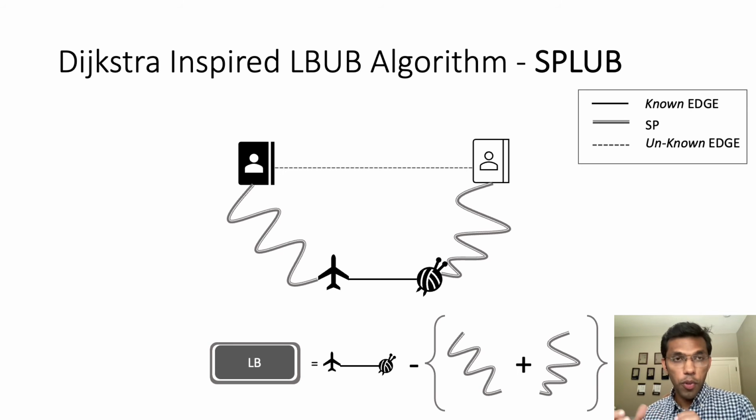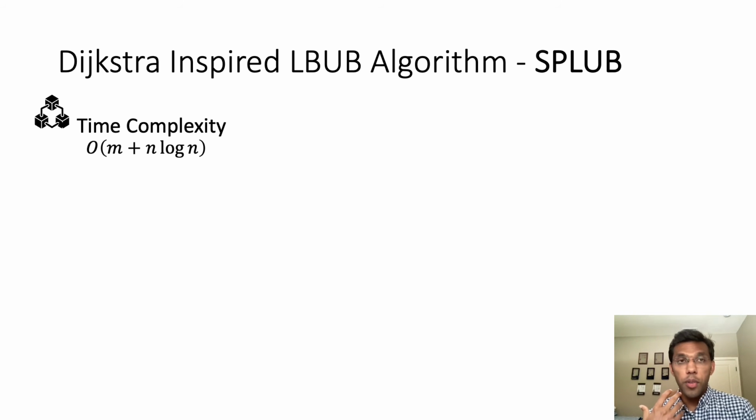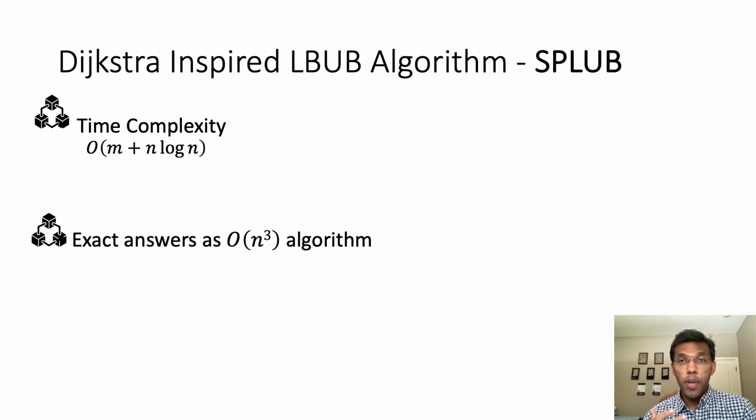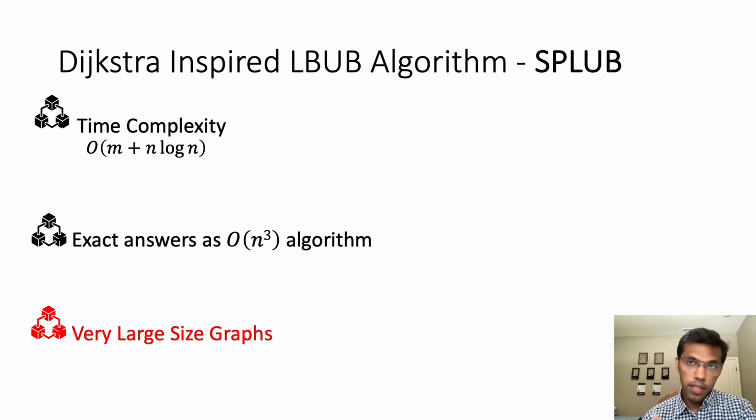And we calculate it for each unknown edge with each of the known edges, and we take the largest of the lower bounds and declare it as the lower bound, and the smallest among the upper bounds as the upper bound. Now you can see that this Dijkstra-based algorithm is much simpler, and its time complexity is exactly the same as Dijkstra's shortest path algorithm, which is n log n. This can be used to produce the exact same answers as the order of n cubed algorithm, and this scales to large graph settings.